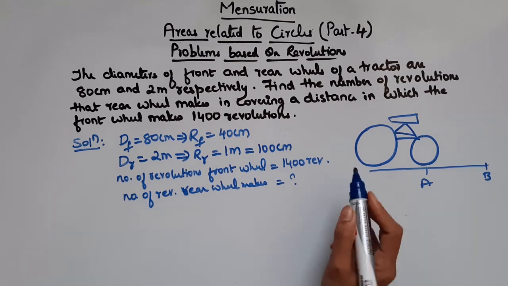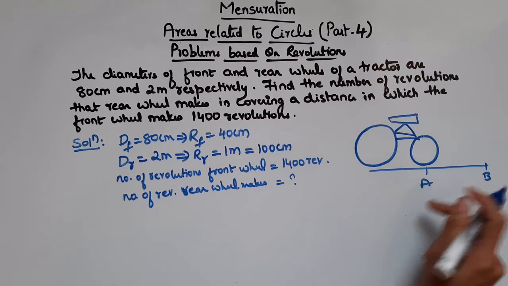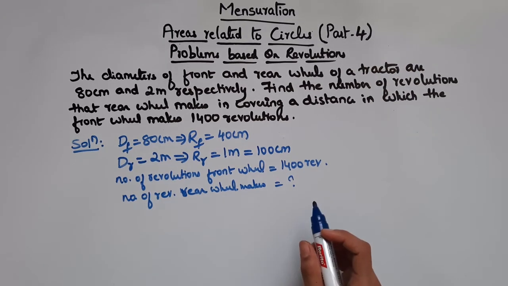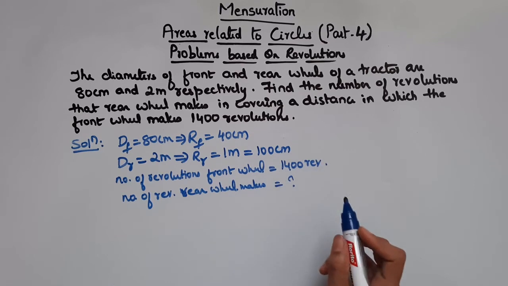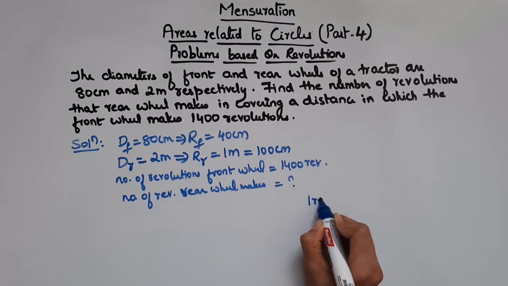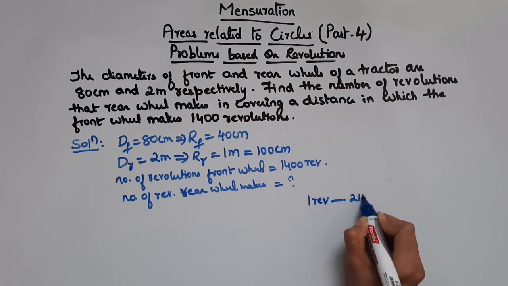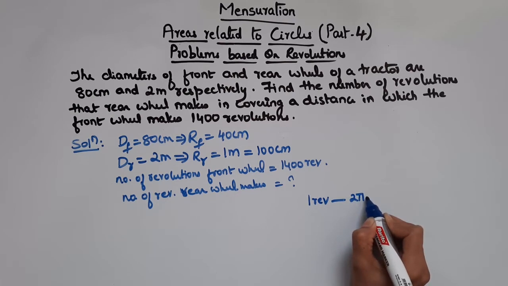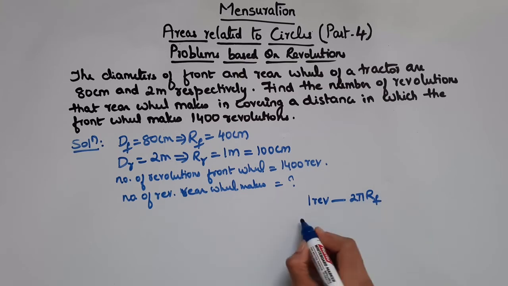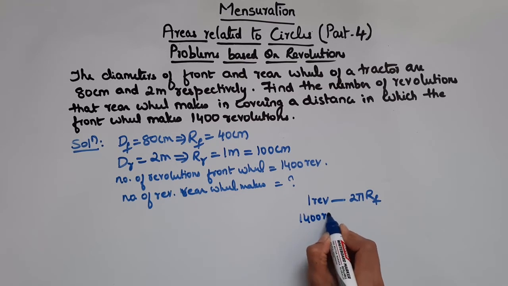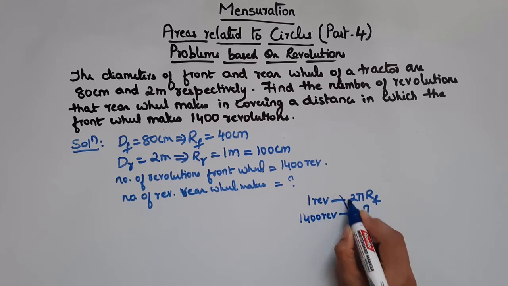Right? So again we will go by a unitary method. So let me erase this. So first let's apply the unitary method for the front wheel because we know the number of revolutions, right? So for one revolution the distance covered is 2 pi r. R here is the radius of the front wheel. So for 1400 revolutions, what is the distance covered?